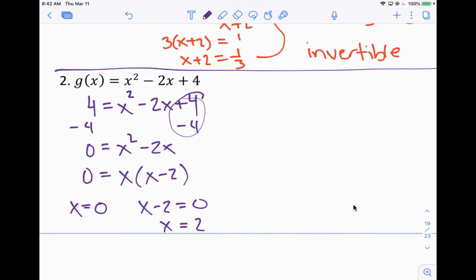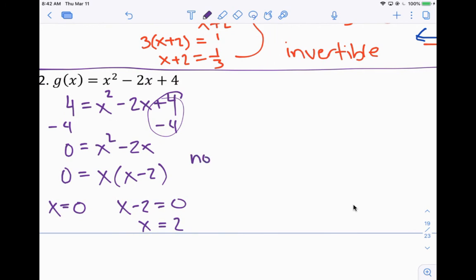And that's a problem, okay? I can't plug in 0 and plug in 2, both get 4, and it be one-to-one. So if I try to turn it around, 4 goes to both 0 and 2, and that's an issue. So this is not invertible. Not invertible. Or it will not have an inverse.